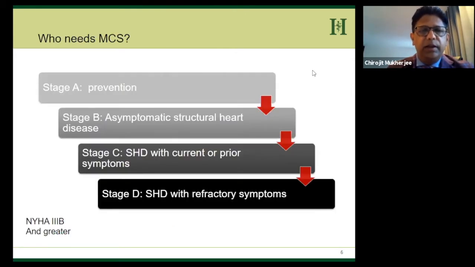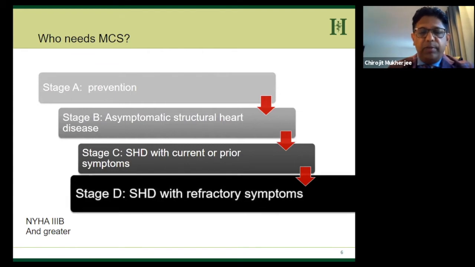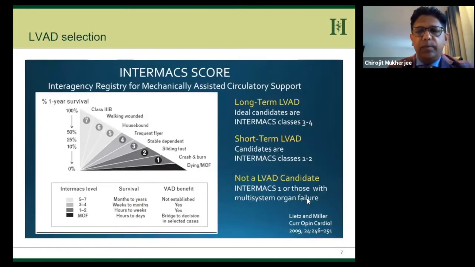So who basically needs mechanical circulatory support? They are mostly in stage C or D, or you can say they are mostly in NYHA 3B and greater. They have either refractory heart failure symptoms, or they are on and off from the hospital with current or prior symptoms. So they are basically those people with stage 3 structural heart disease with refractory symptoms who are in need of MCS.